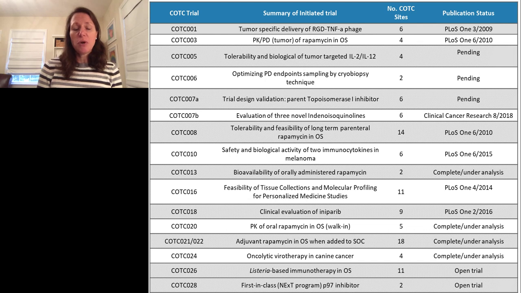So this slide gives you an overview of all of the Comparative Oncology Trials Consortium trials that have been carried out since the program was initiated back in 2003. So you can see the status of the study, whether it's gone to publication or whether it's complete and under analysis or whether it's an open trial. And so this just gives you an idea, again, of the variety of the types of studies that we do and how we're not held fast to any one type of cancer. We certainly have an emphasis in osteosarcoma, which I will get to here in a little bit.